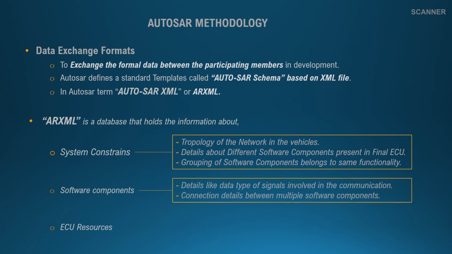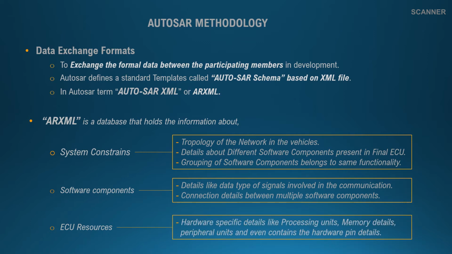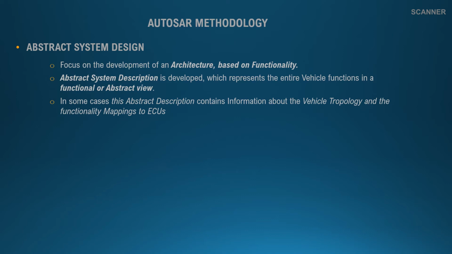Software component details include details like the data type of signals involved in the communication and the connection details between multiple software components. ECU resources include hardware-specific details like details of processing units, memory, peripherals, and even the hardware pin details. We think this much basic understanding is more than enough for going further to understand the AUTOSAR methodology. Let us try to understand each step in the AUTOSAR methodology in detail.